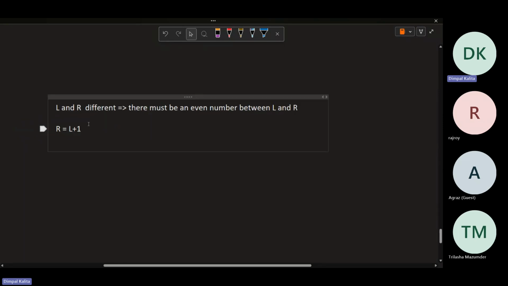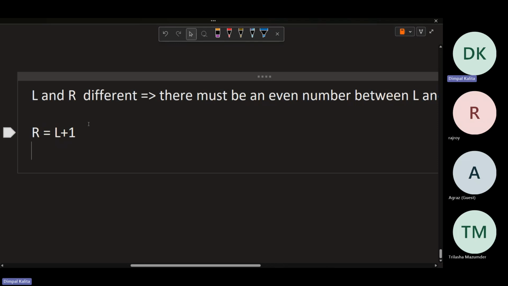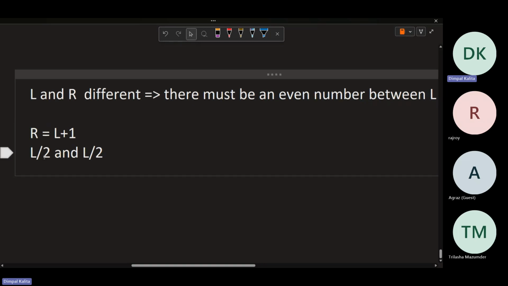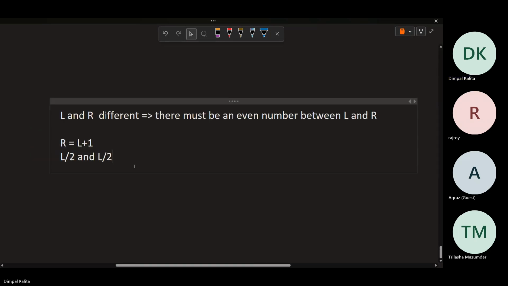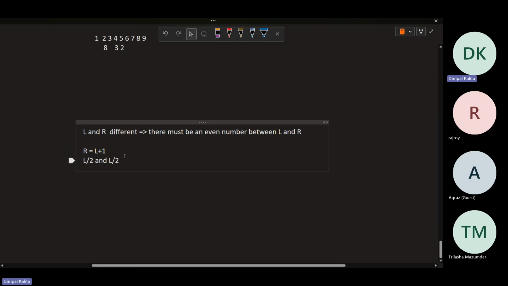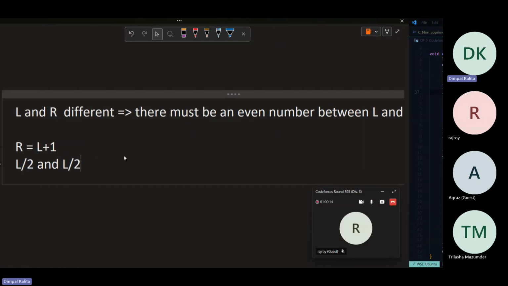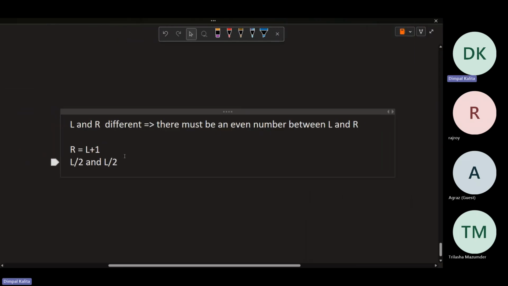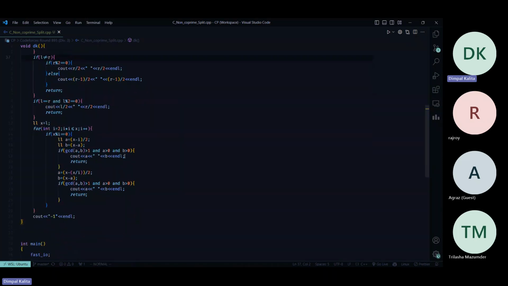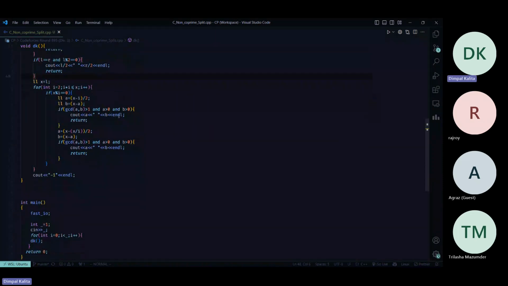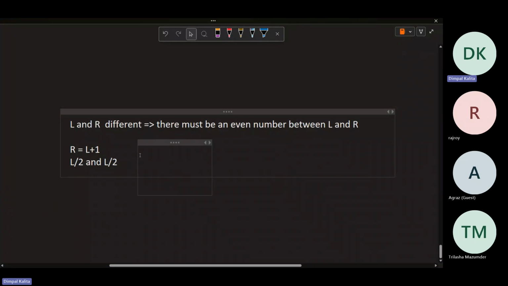So the answer can be, if R is even or if L is even, the answer will be L. If I consider L is even, the answer will be L by 2 and L by 2, because the GCD will be L by 2, and finally the sum will be that L only. Okay, this is the first condition, and there is a second condition.